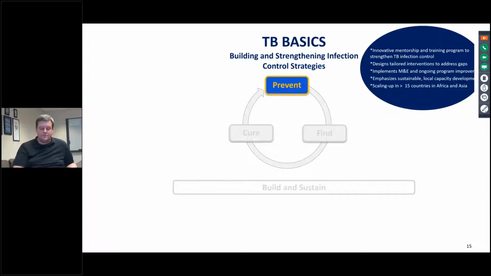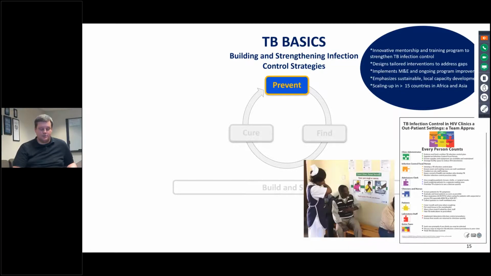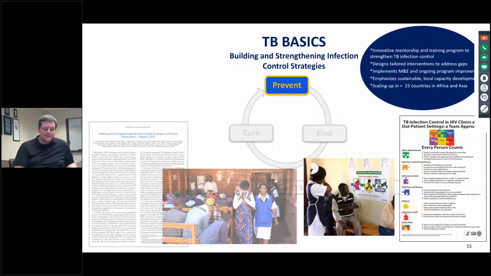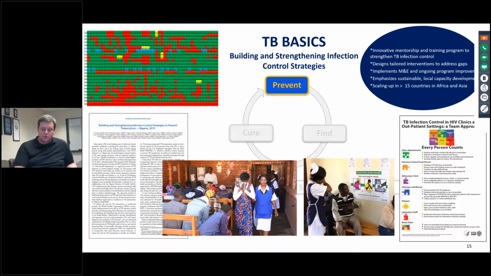Expected outcomes of TB Basics implemented in health facilities will improve TB infection control environments, as well as encourage health workers to be more conscientious in promoting TB infection control. TB Basics emphasizes sustainable local capacity development and is being scaled up in more than 15 countries in Africa and Asia. CDC has unique experience in TB airborne infection control, healthcare epidemiology, and engineering and facility design.